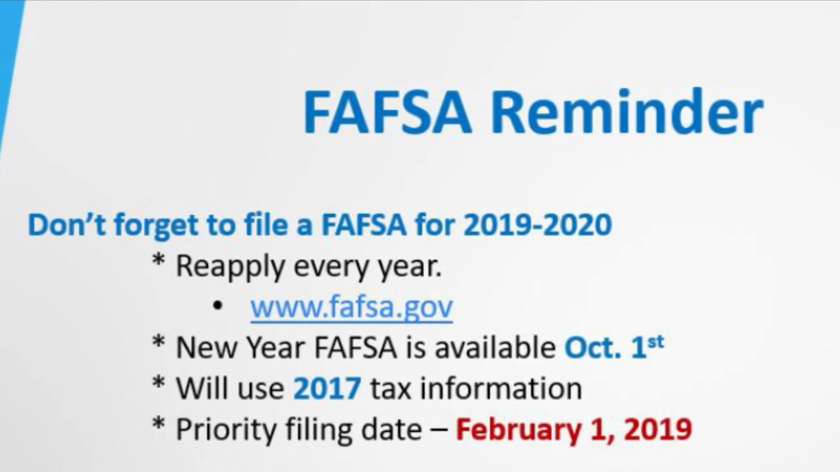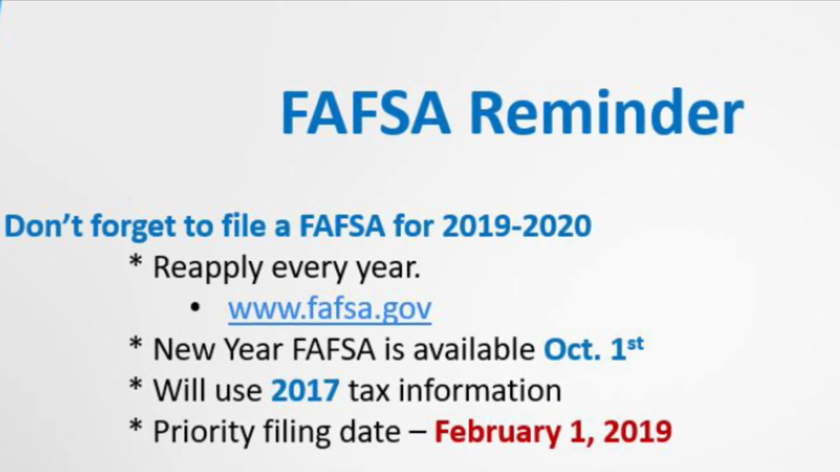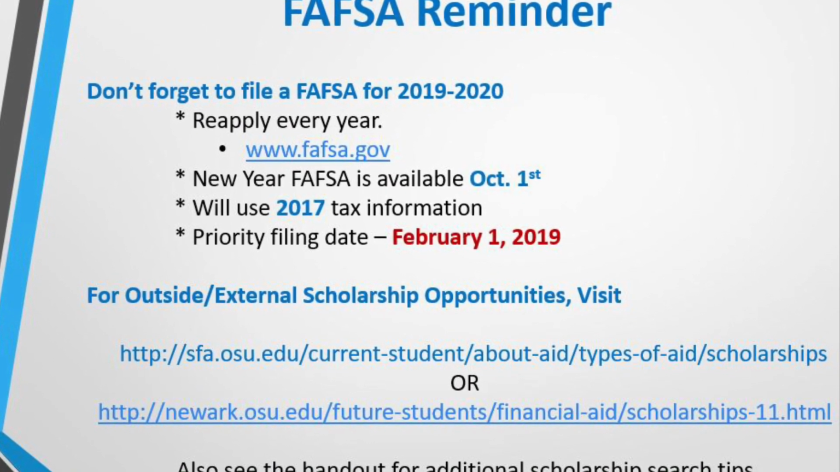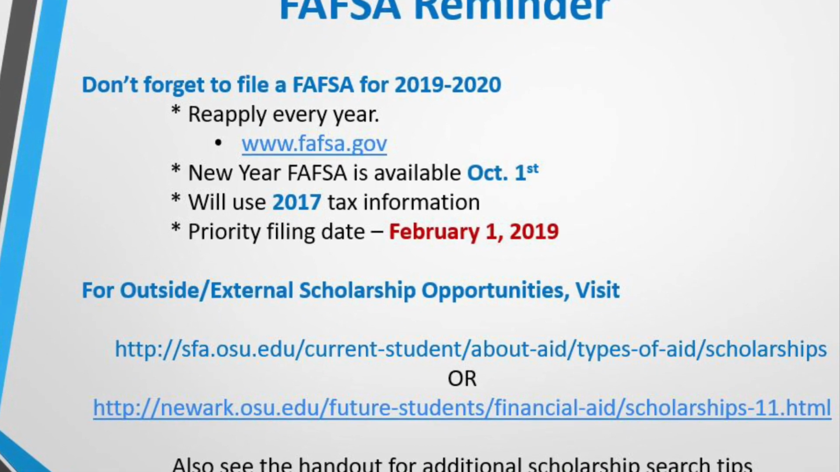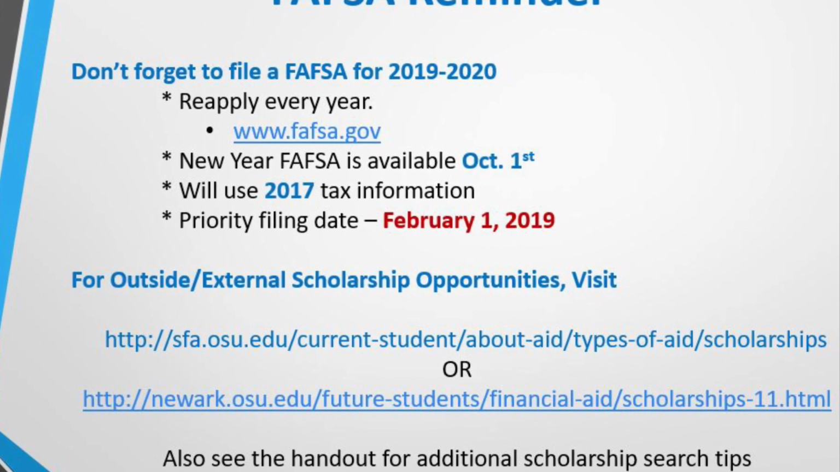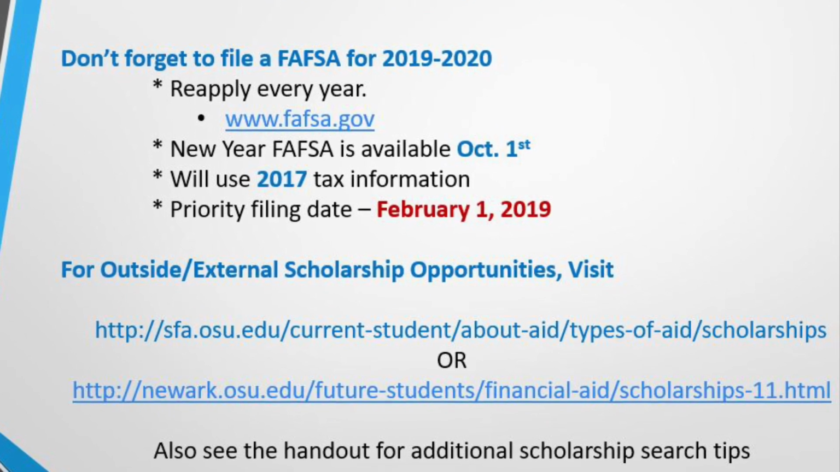And you want to hit that date because you want to maximize the type of aid and the amount of aid that you might be eligible for. A lot of the scholarships that are available through OSU are tied to the timing of your FAFSA, so you definitely want to hit that priority date. And then also, you want to fill out the application for special scholarships. That is on the Student Financial Aid website that's listed on your screen there. And it also has a priority date of February 1st of 2019, so you want to make sure that you have that on file. You can also take a look at the Newark OSU Financial Aid website, scholarship information.